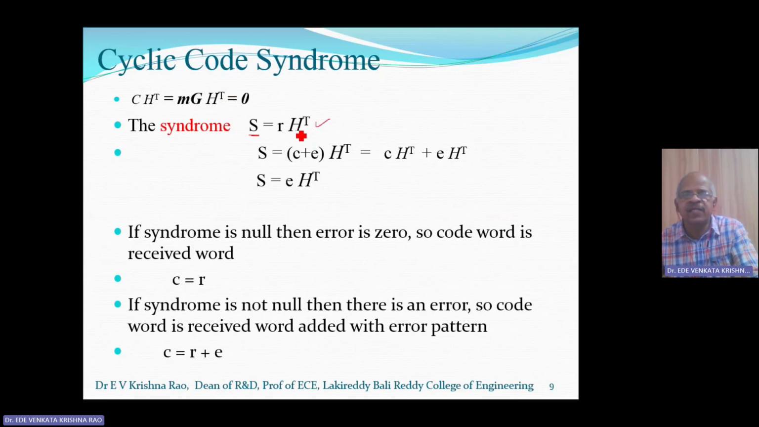We know the parity check matrix H transpose; you take RH transpose. R has some error: code vector plus error pattern. So C plus E, times H transpose. This becomes CH transpose plus EH transpose. This is 0 as CH transpose is 0. The syndrome is EH transpose. It completely depends on the error pattern. Okay.